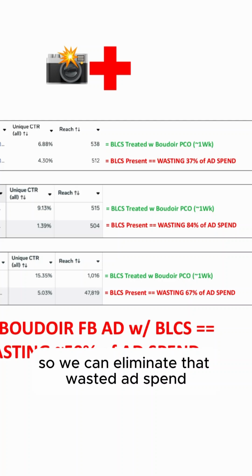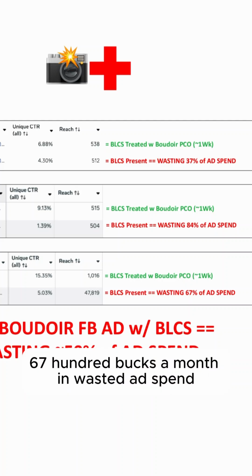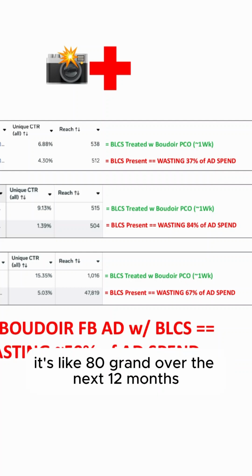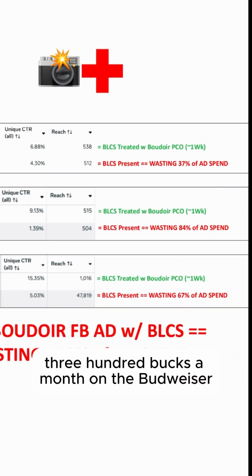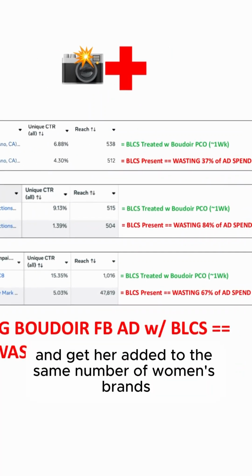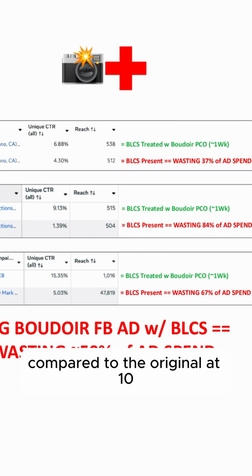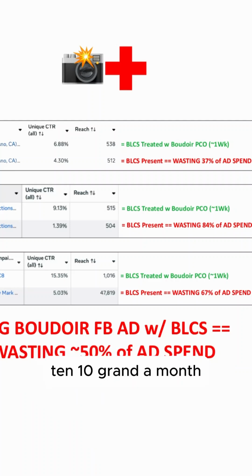So we can eliminate that wasted ad spend. If you're spending 10 grand a month on Boudoir Facebook ads, we can eliminate that 6,700 bucks a month in wasted ad spend, and you can pocket that. It's like 80 grand over the next 12 months. It's kind of like a phantom bonus. And we can instead spend 3,300 bucks a month on the Boudoir Pico treated ad and get our ad into the same number of women's brands, at 3,300 bucks a month compared to the original at 10 grand a month.